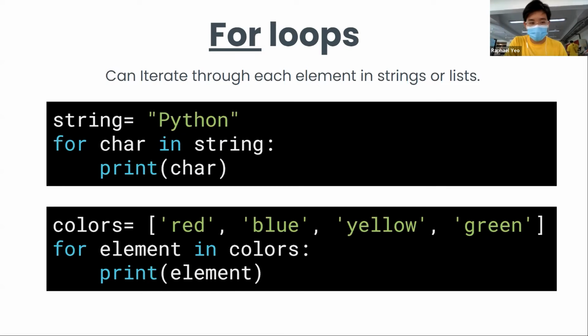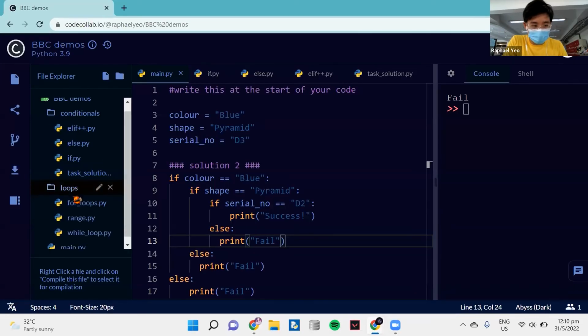It might be a bit hard to visualize what iteration is, so you can look at these two examples here. The first one we have string equals Python, and now that we have the string here, we want to iterate through this string. So we put for char in string, and then we print char. So let me go over here and actually show you guys.